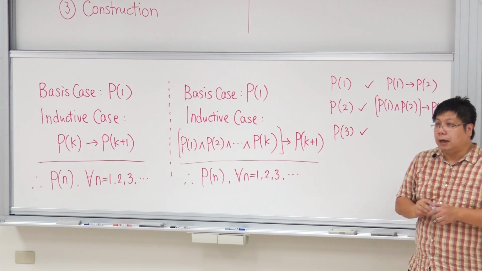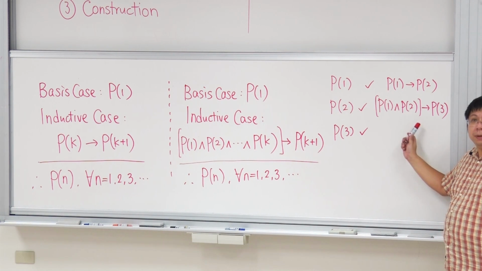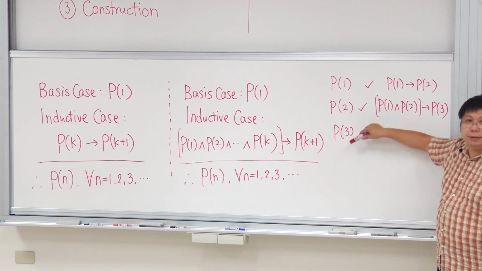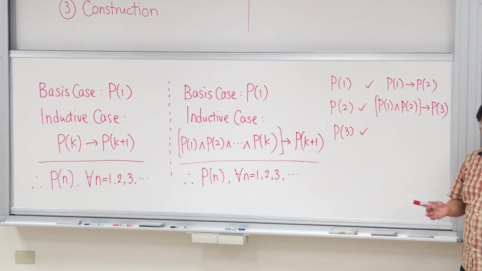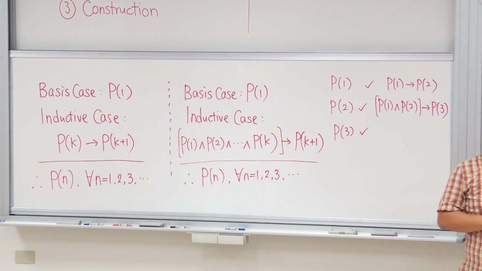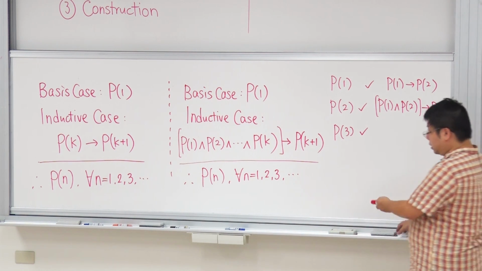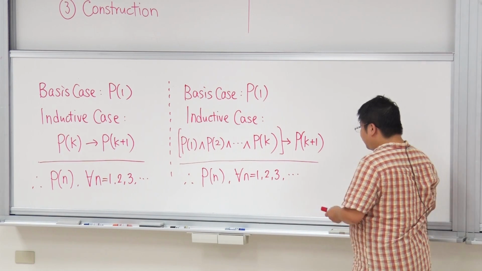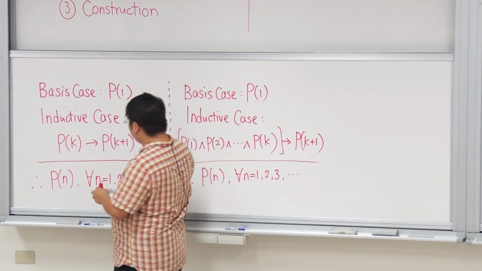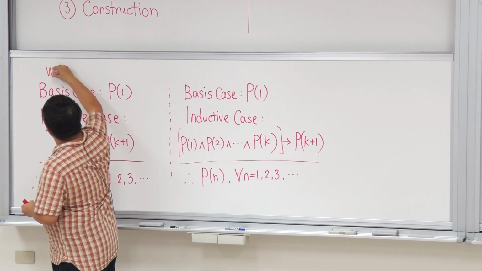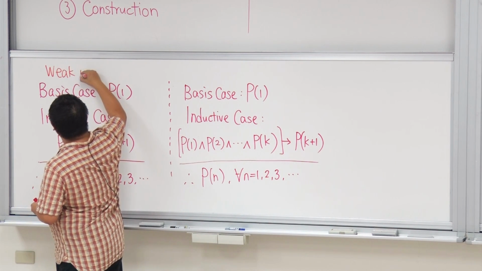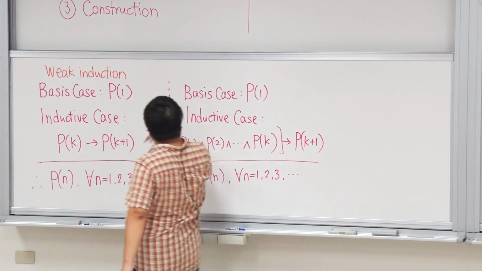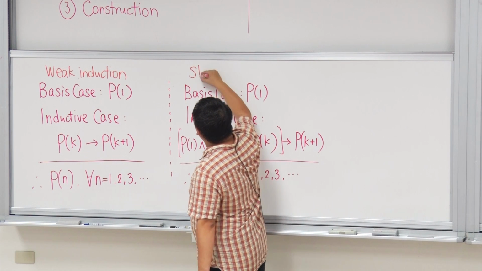And similarly, we then have P1 and P2 and P3 implies P4. We look at P1, P2, P3, which we know are true, so we know P4 is true. Is that okay? So this also works. Usually, we have a name for this. The earlier one is called weak induction, and this one we usually call strong induction.